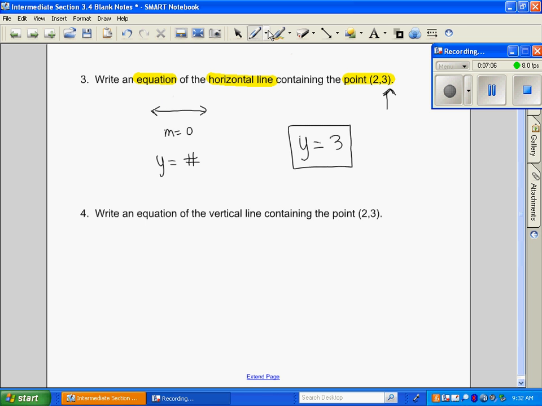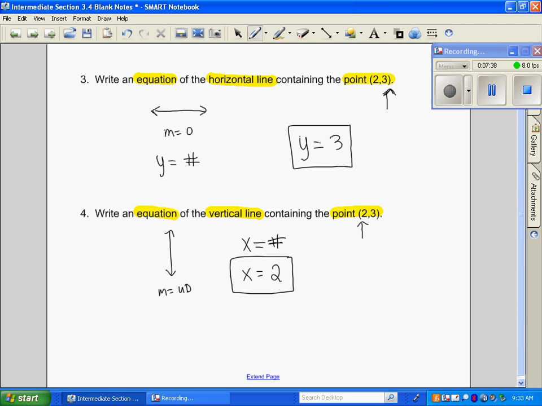And likewise, in problem number 4, it says write the equation of a vertical line, and it goes through the point (2, 3). Well, a vertical line looks like this, which has a slope of undefined, and vertical lines always have an x equals some number format. So we have x equals, and the only number we know that x equals is in our point, x equals 2. So this is going to be the equation of our line.